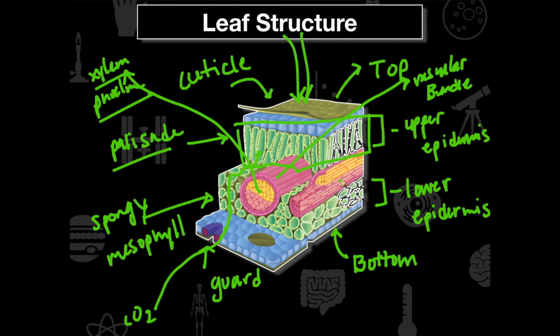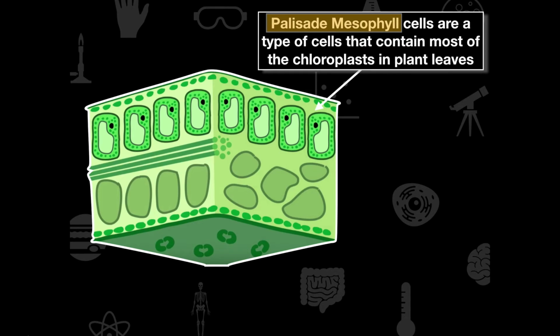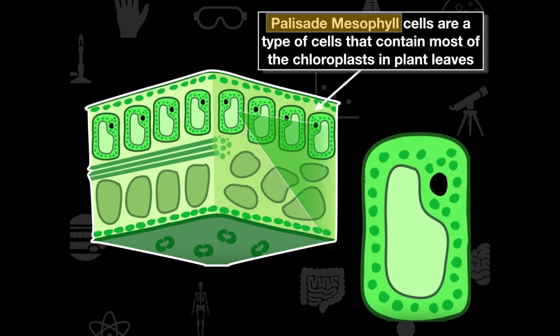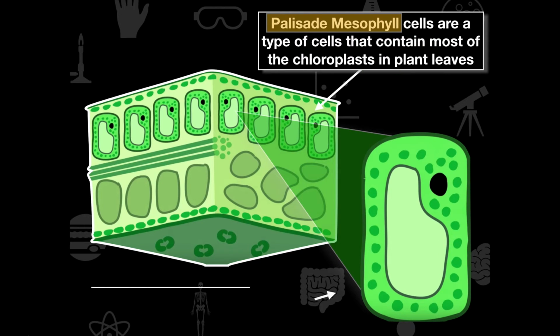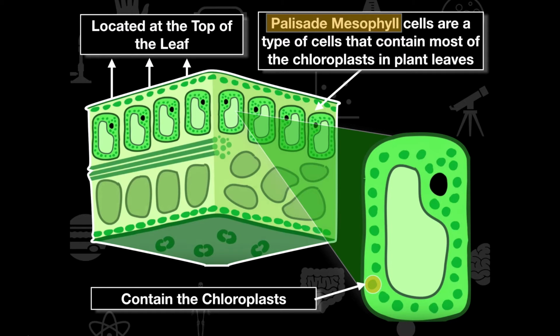So the first type of cell that we're going to look at are these palisade mesophyll cells, and these are really going to be the cells at the very top section of the leaf here. The entire function of these cells is to contain the chloroplasts. And the reason they're at the top of this leaf is in order to capture the sunlight. All the sun's rays are hitting the top of the leaf, so it's really important that these chloroplasts are located at the top of the leaf in order to maximize solar retention.